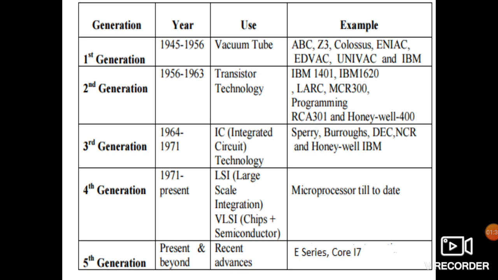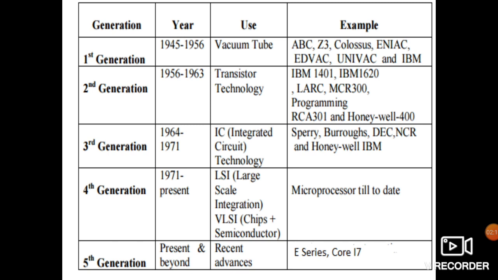Now second generation computer. Second generation computer starts from 1956 to 1963, and here comes our second technology, that is transistor. In this, the transistors are embedded on the motherboard, and due to this transistor, the power consumption is much less, and the heat evolution is quite less as compared to the first generation. So the examples of this are IBM 1401 and Honeywell 400, etc.